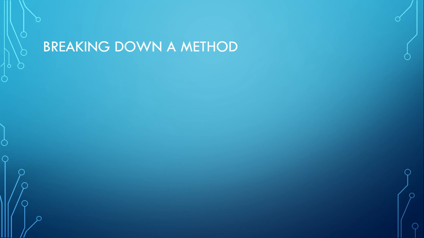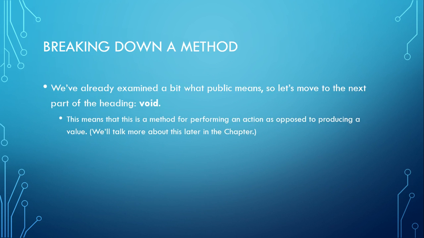All right, let's take that method now and break it down. We've already examined a bit what public means in the past. So let's actually just move on to the next part of the heading, which was void. This means that the method is performing an action as opposed to producing a value. So when you put void there, that means I want you to do something. If you don't have void there, that means you're expecting to get something back from that method. And we'll talk about this a little bit more later in the chapter.